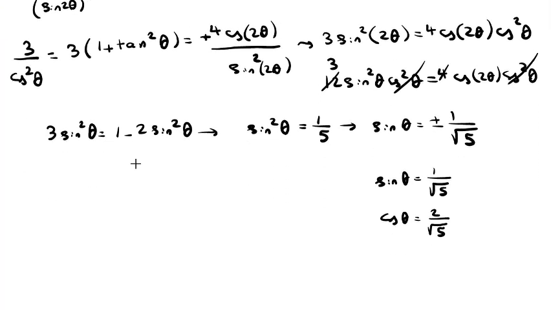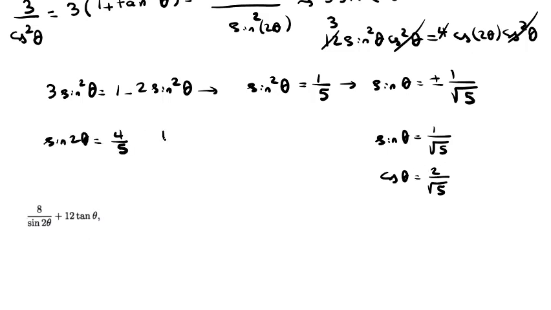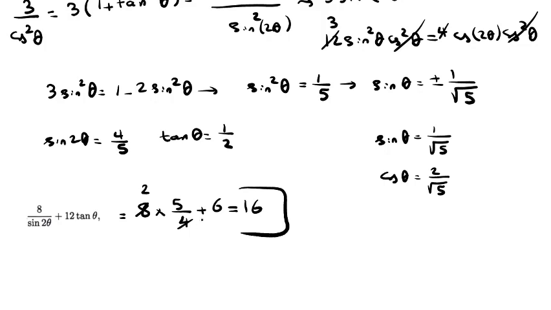Copy. So let's see what we need. Sine 2 theta. Sine 2 theta is what? Is 2 times sine theta cos theta. It will be 4 over 5. And tangent theta is sine over cos, which will be 1/2. So if we replace 8 over 4 over 5, which will be 8 times 5 over 4 plus 12 times 1/2, it will be 6. If we divide, it will be 10 plus 6, which equals 16. So the answer equals 16.